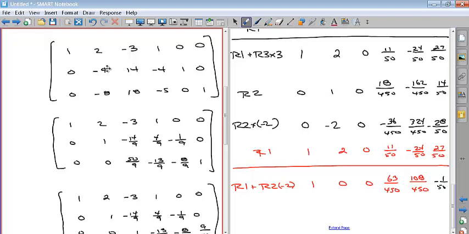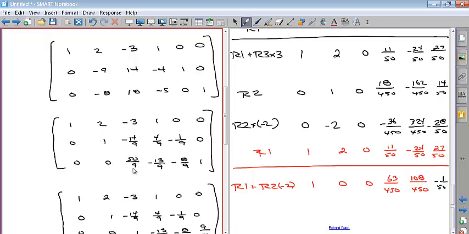Or multiply by -1/9 to get that. Then once you have that, you can multiply this row by +8. So when you add this row and that row, you get 0 there. So then we have 1, 0, 1, 0, 0.